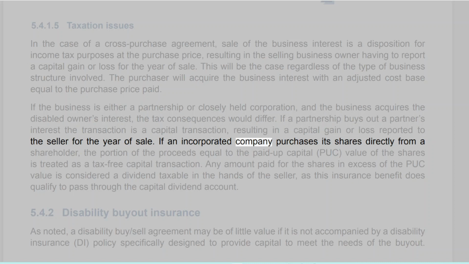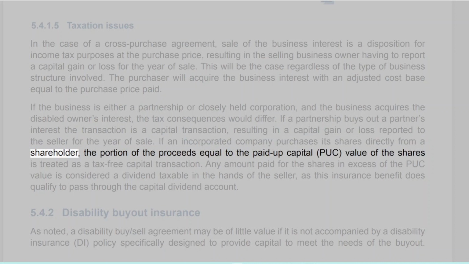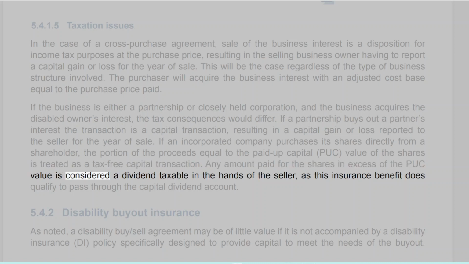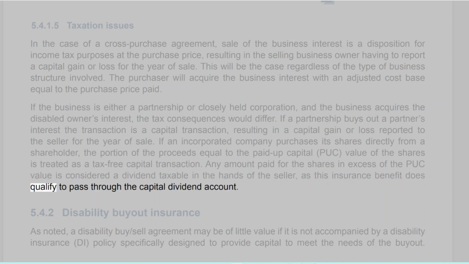If an incorporated company purchases its shares directly from a shareholder, the portion of the proceeds equal to the paid-up capital (PUC) value of the shares is treated as a tax-free capital transaction. Any amount paid for the shares in excess of the PUC value is considered a dividend taxable in the hands of the seller, as this insurance benefit does qualify to pass through the capital dividend account.